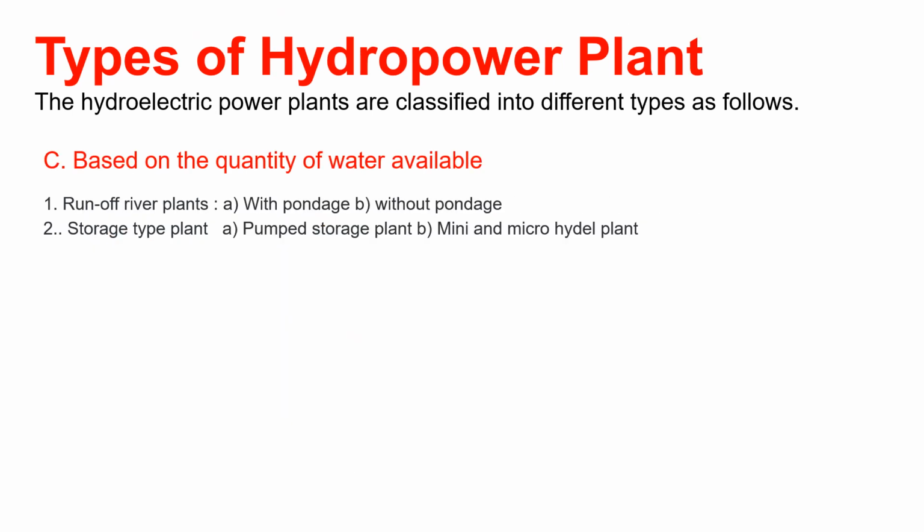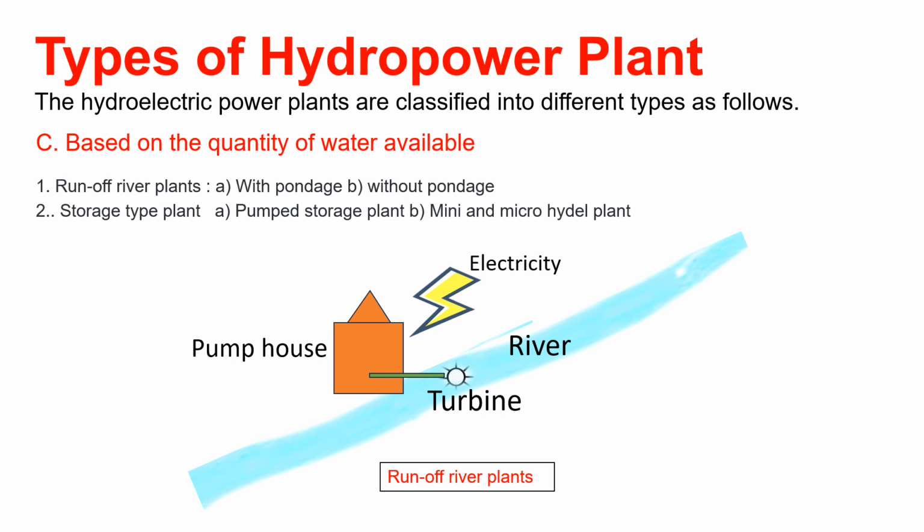According to the quantity of water available, hydroelectric power plants are classified into two types. The first one is runoff river power plant and the second one is storage type of power plant. In a runoff river power plant, the turbines are directly installed in the flowing water of the river. This runoff river power plant may be with pond or without pond. The power output of this plant is not constant because there is no control over the availability of water. Hence, the power output fluctuates and the utility of this plant is very less as compared to other types of power plant.